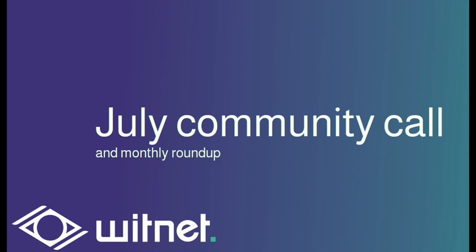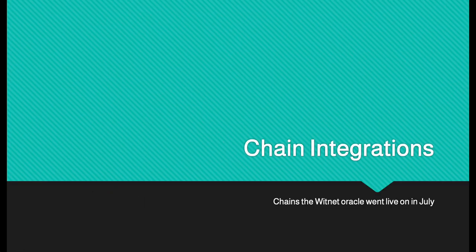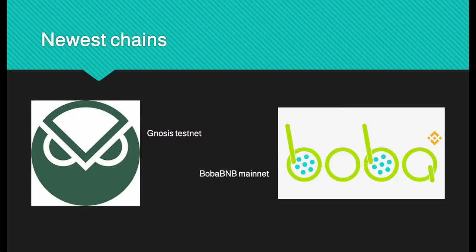Let's begin with chain integrations. These are chains that the Witnet Oracle went live on in July. This month we added support for Gnosis Testnet and BobaBNB Mainnet. We went live on BobaBNB Testnet in May, I believe, or June, excuse me.